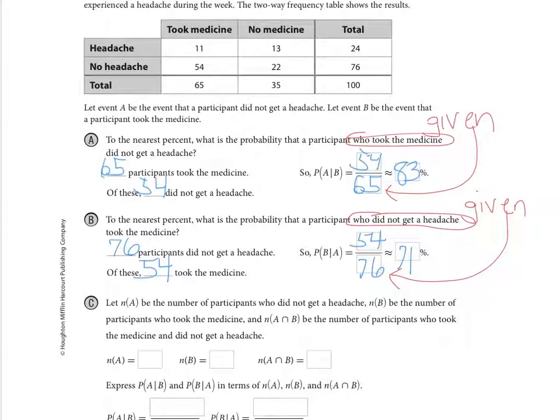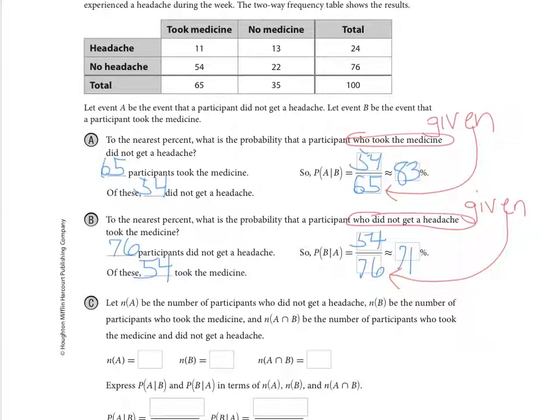All right, let's look at part C. So part C says, let the number of A be the number of participants who did not get a headache, and then let the number of B be the number of participants who took the medicine.